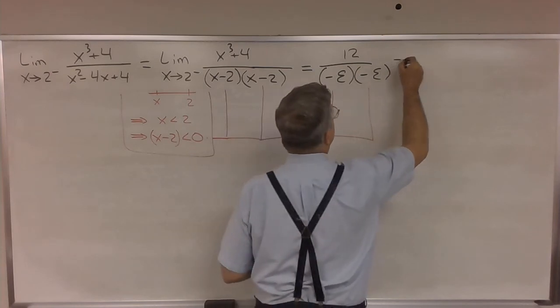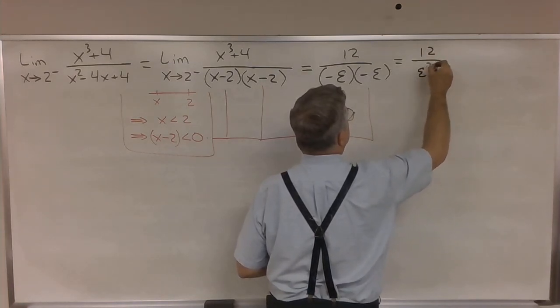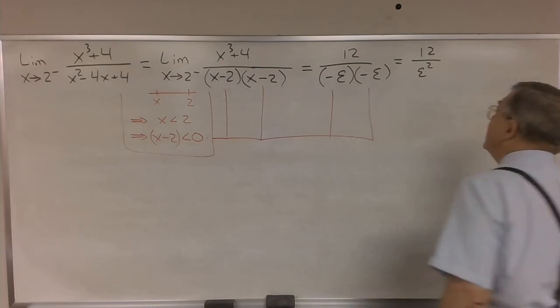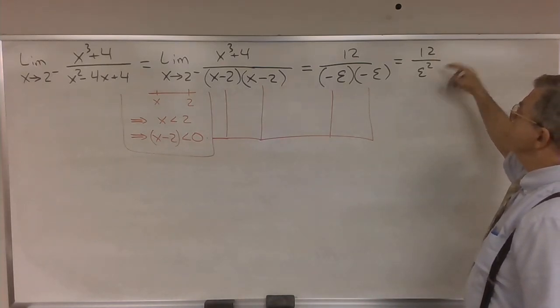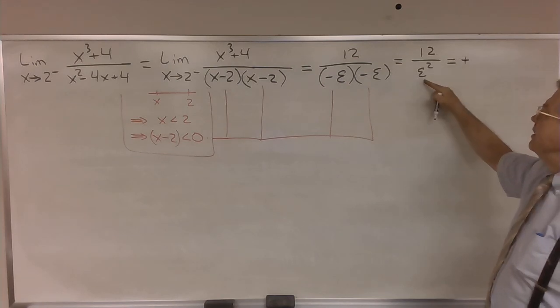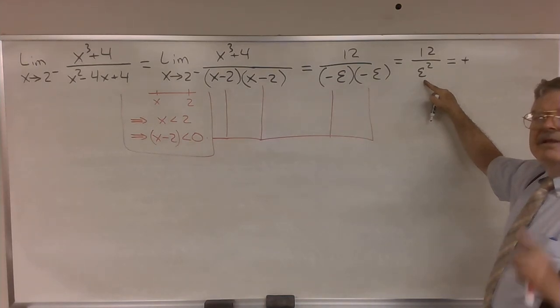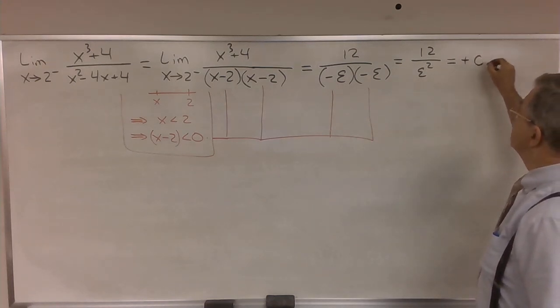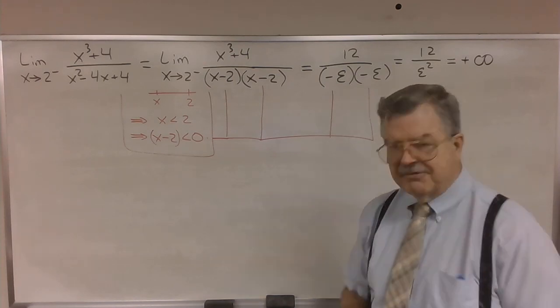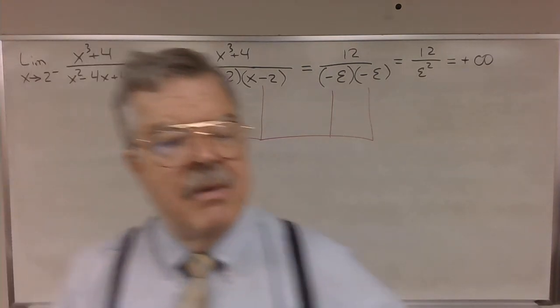Okay. Well, negative times negative is positive. So that's really just 12 over epsilon squared. We have positive divided by positive, so that's positive. And we have a big number, 12, divided by something that's going to 0. Big number over little number, and that little number is going to 0. So what happens in this case? Do you remember? Doesn't it go to infinity? So that's our left-sided limit. And now we'll do our right-sided limit.